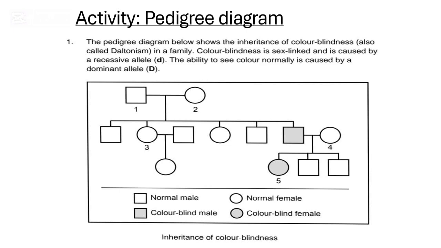Number 1. The pedigree diagram below shows the inheritance of color blindness in a family. Color blindness is a sex-linked disorder and is caused by a recessive allele. The ability to see color normally is caused by a dominant allele.